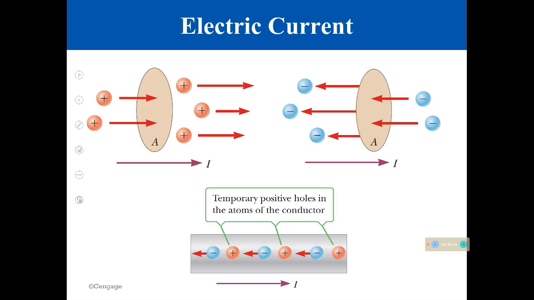All right. So in this particular picture right here, we have positive moving right. That's conventional. And on the left, we have negative moving left. They are equivalent. Notice both arrows are pointing to the right underneath. Here's another way of putting it that I kind of like.